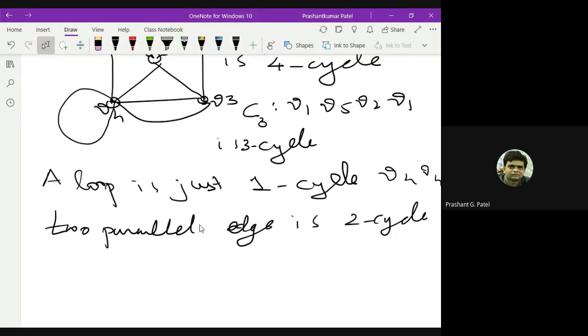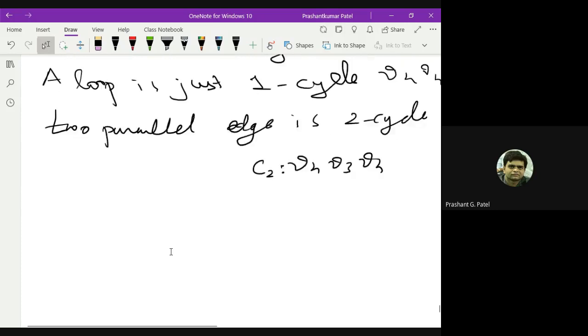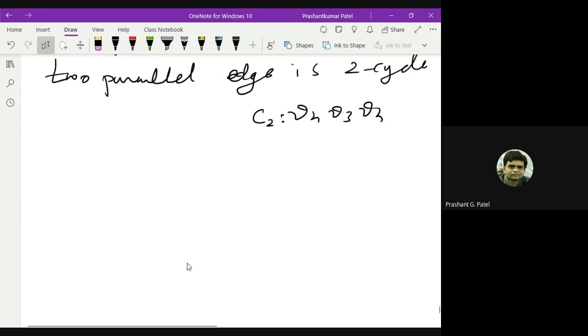For example, C2: C4 goes to V3, sorry, V4 goes to V3, and then again V4. So it is V4, V3, V4. So this is a C2 cycle. Okay, then after learning the cycle, there are certain results which we are not going to prove here, but we need to understand what the statement is for this theorem.